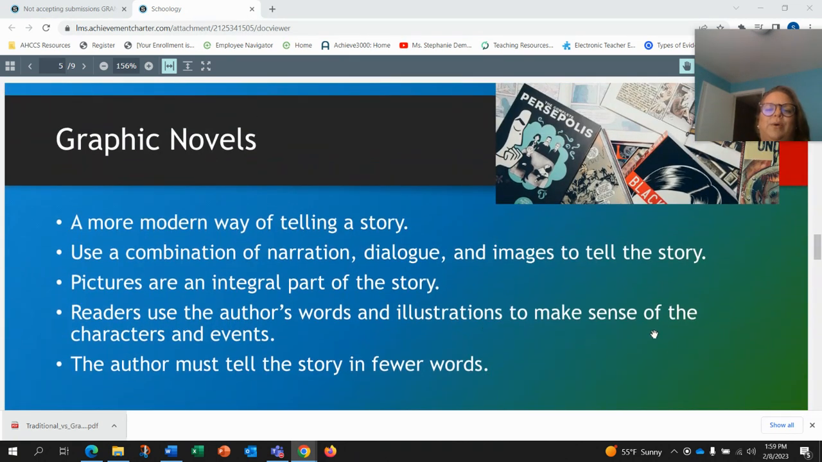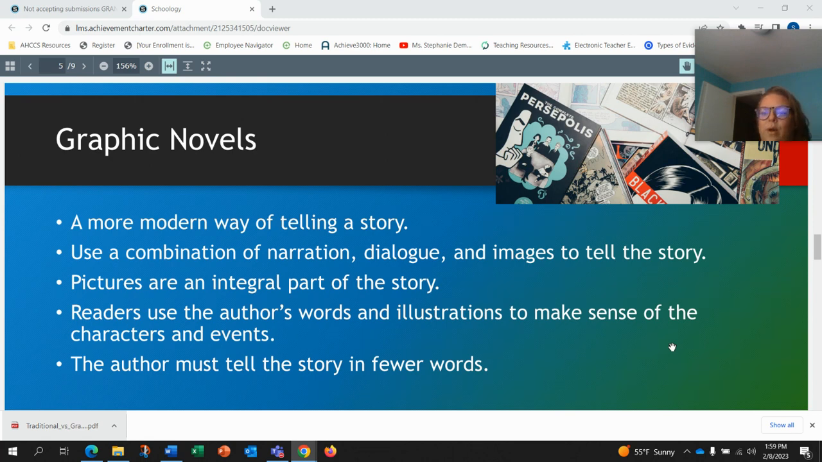A graphic novel is a more modern way of telling a story. So there is use of a combination of narration, dialogue, and images to tell this story, and the pictures are an integral part of the story. Readers use the authors' words and illustration to make sense of the characters and events, and the author must tell the story in fewer words.